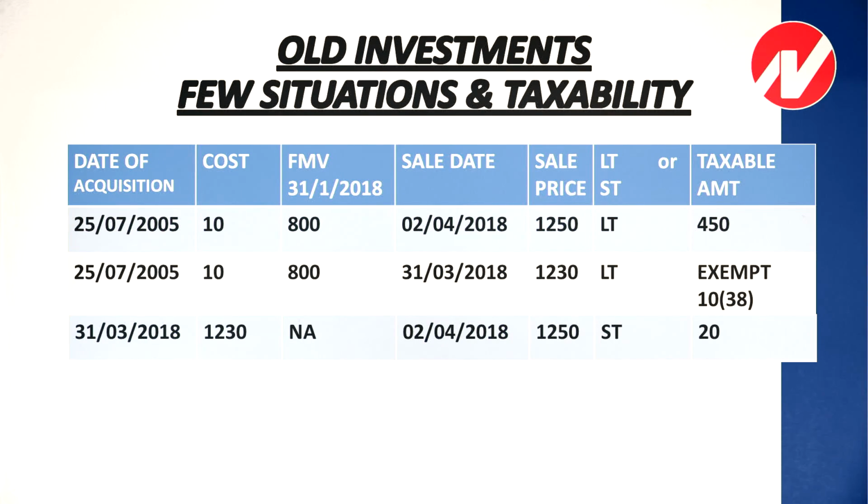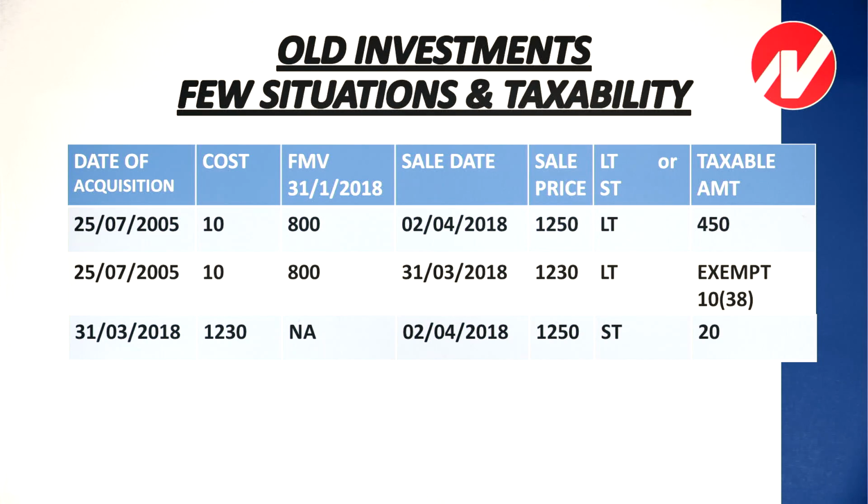31st January 18, 1230 is the cost, later purchased. See, what I am trying to clarify here is that my client has purchased at 10, fair market value on 31st January 18 was 800, in situation 2 I am talking about, sold on 31st March 18 at 1230, booked the capital gain, which is exempted under 10(38), immediately he purchased the same shares at 1230.